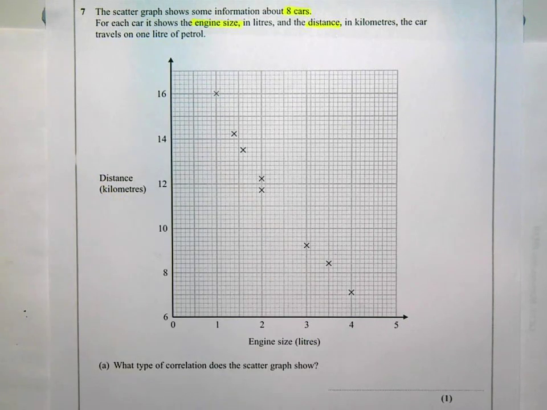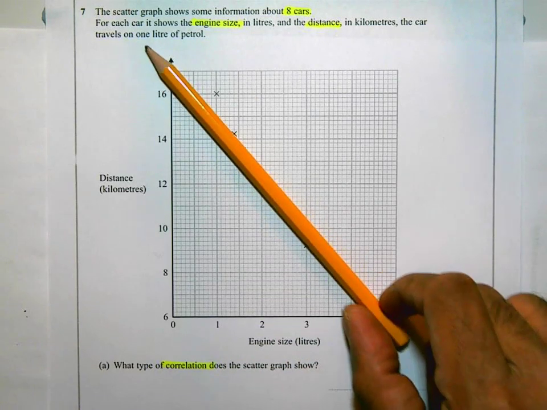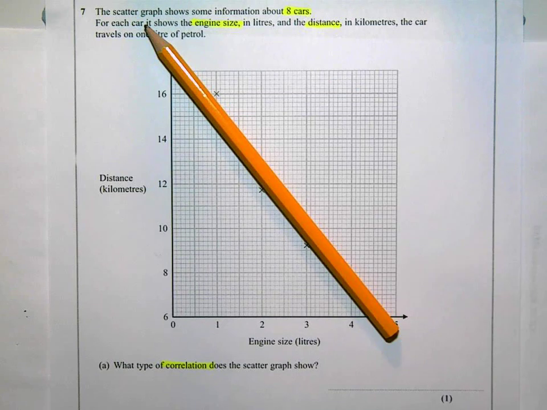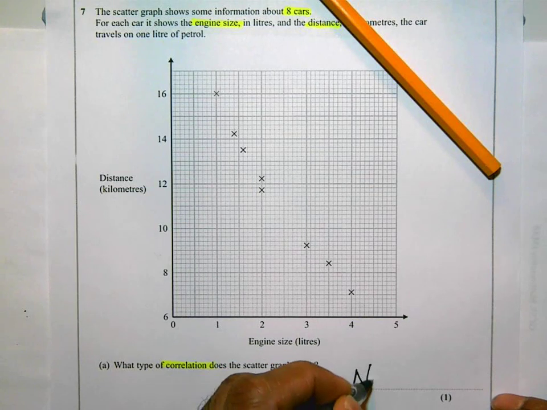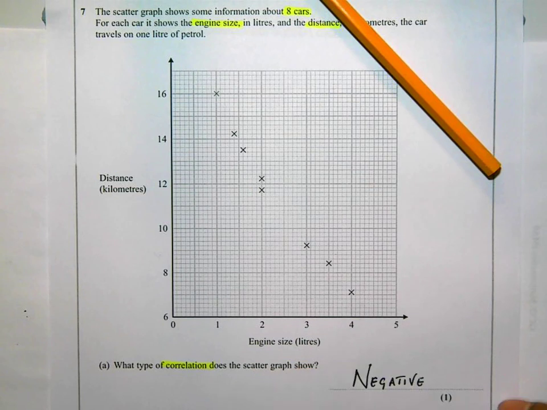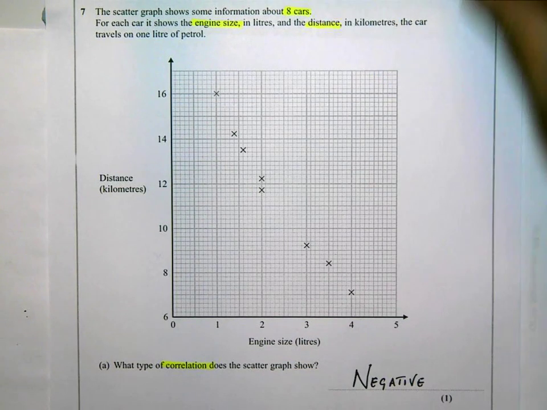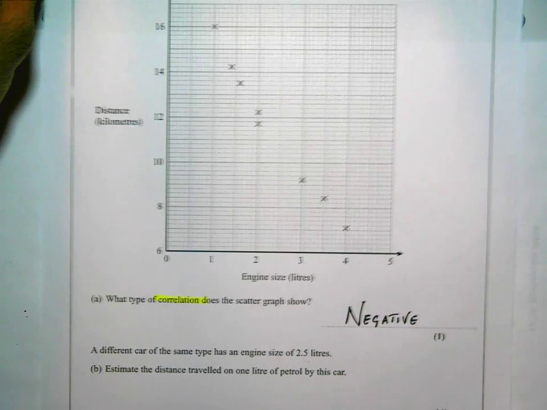What type of correlation does the scatter graph show? Okay, well, this is pretty straightforward. You could see that from the scatter graph, all the points are lined up downwards. The graph is heading downwards as you go from left to right, so that means it's a negative correlation. And I could simply put negative there. Alright, make sure you can see that, and it's clear there.